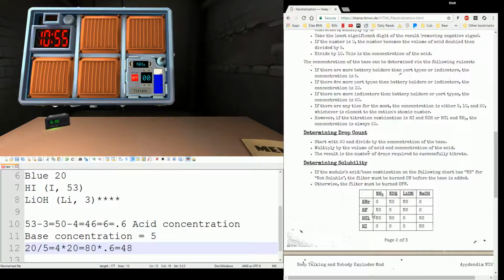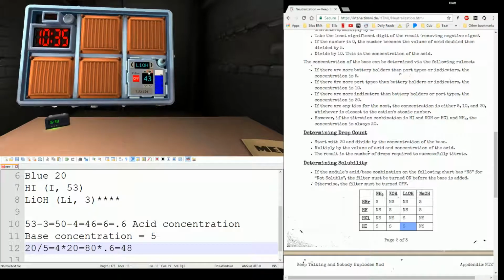Last, do we need the filter? We have HI, LiOH. This is soluble. This is an S. So we do not need the filter. Our base is LiOH, lithium hydroxide. And our drop count is 48.